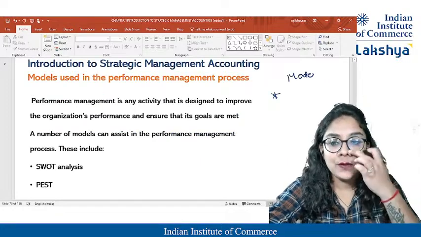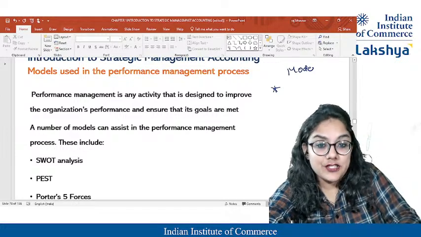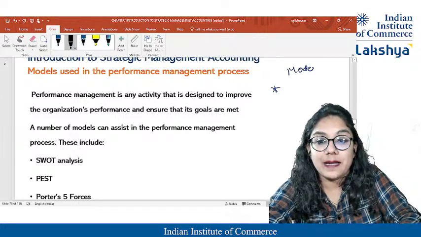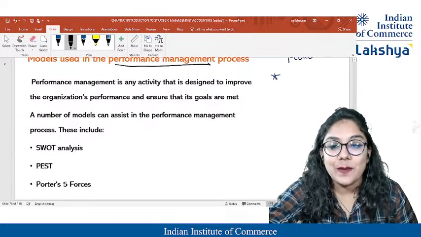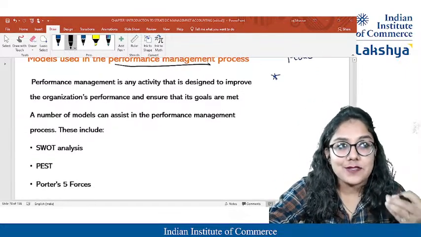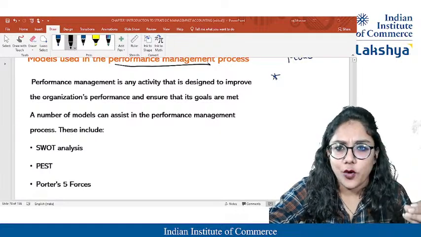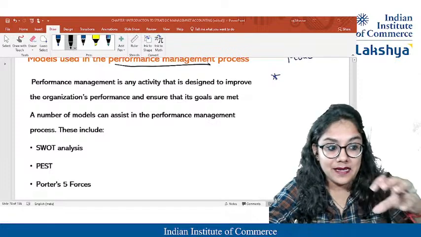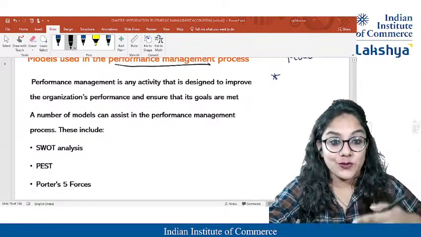We are going to understand these models, which are useful in checking how good the performance of the company is, in the performance management process. The management system has come up with certain models to analyze what the company is and how the company wants to go ahead.